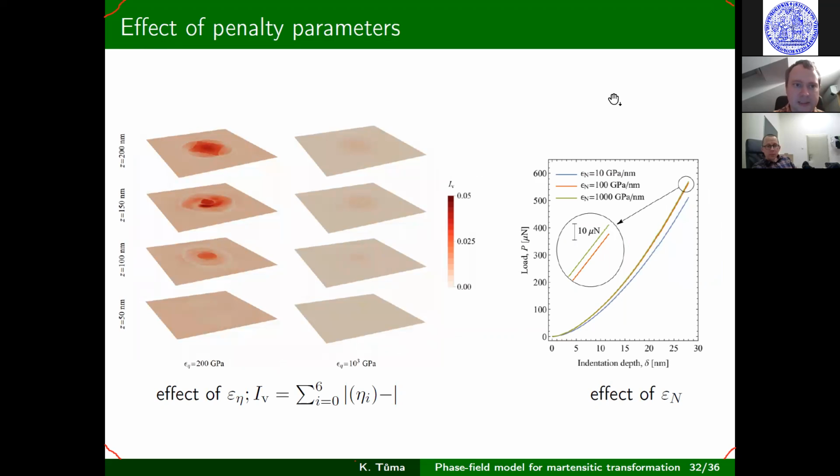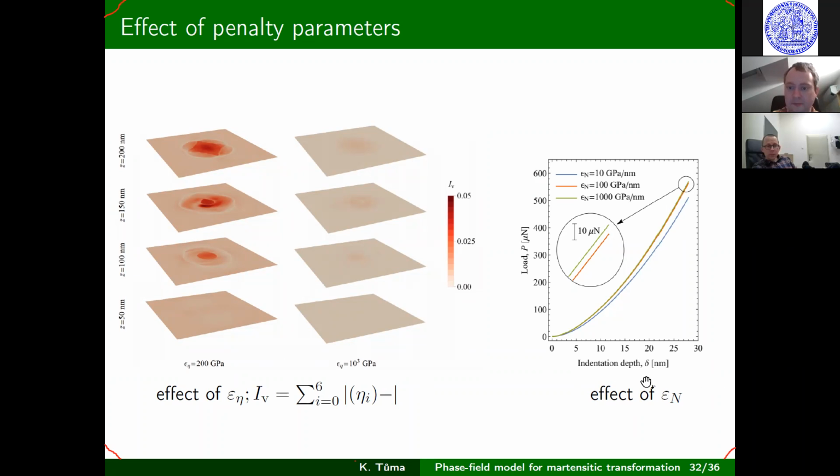So next we studied the effects of the penalty parameters, the penalization parameter for the restriction on the volume fraction. So here, this is some indicator function. It is a sum of absolute values of negative parts of eta i's. And you can see that if we take epsilon eta, for example, equal to 200 gigapascals, the error, so the eta i's are below zero, is a few percent. If we increase it to 1000, it is below 1%. So finally, we decided to use 1000.